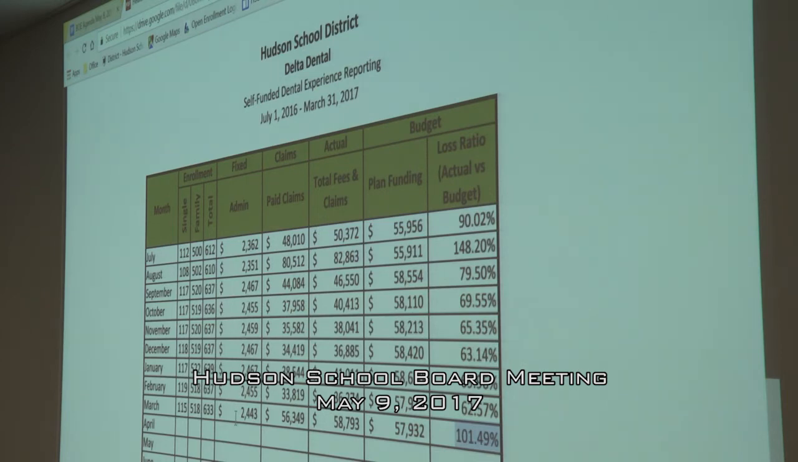That's just the fee for them. Yeah, that's a set fee. Right. We still have a smaller fee we pay them to administer the plan. That's what that is.